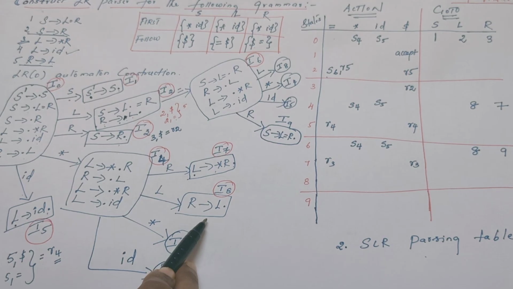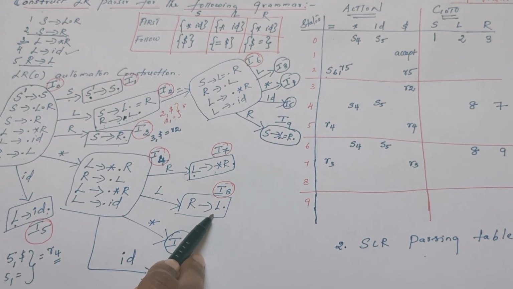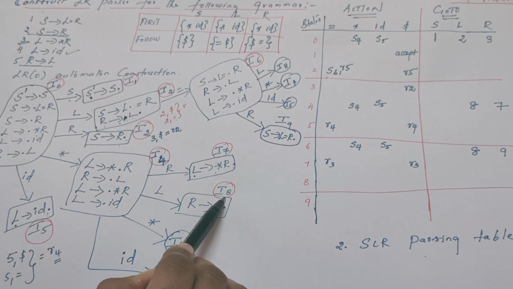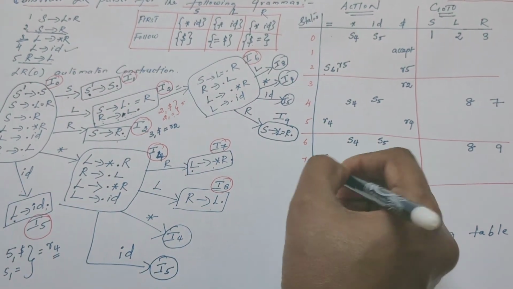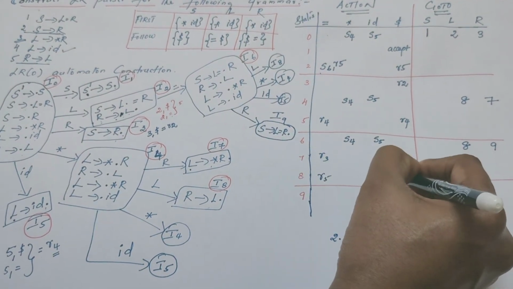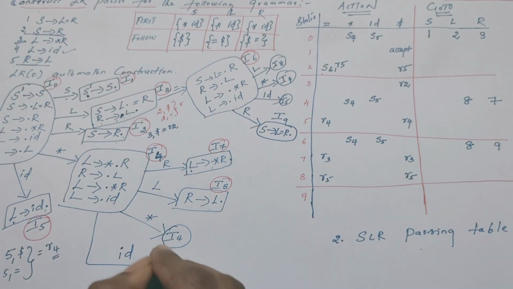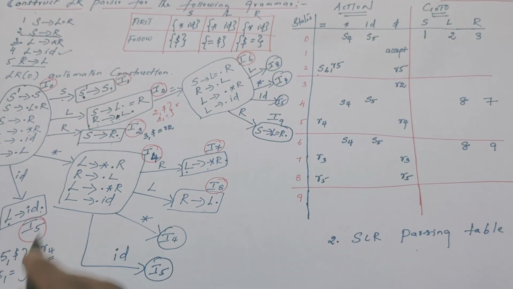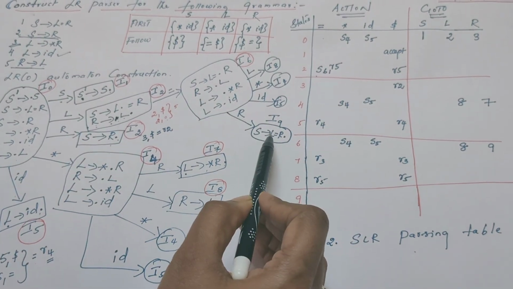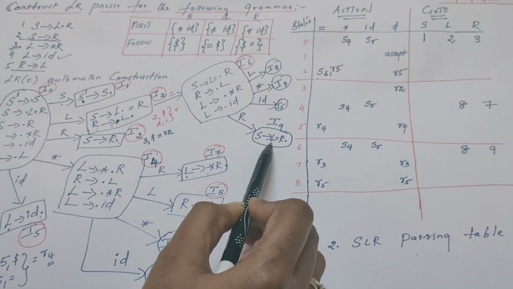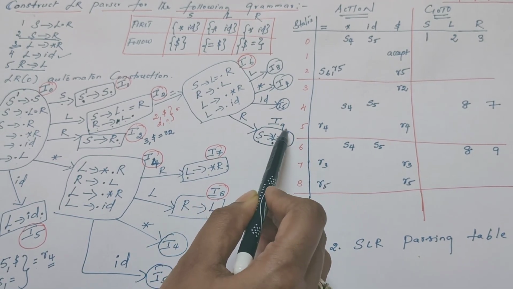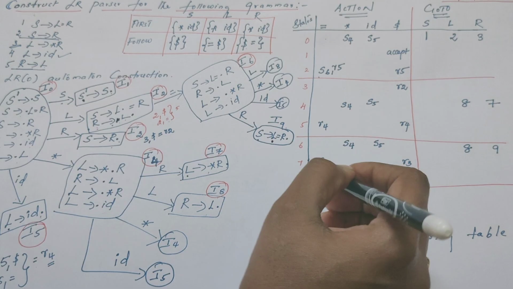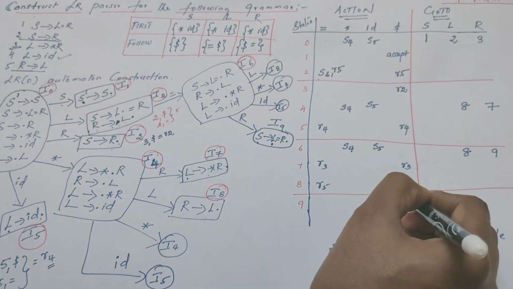Come to the state 8. This is rule number 5. So where will I be entering? Very simple: 8 comma follow set of R you have to consider. 8 comma dollar and 8 comma equal to are R5. Here as well as here I have to enter the value R5. R5 means reduce by rule number 5. Now come to the state I9. I9 contains rule number 1. So where do I enter this? Consider the follow set of S. 9 comma dollar is rule 1.